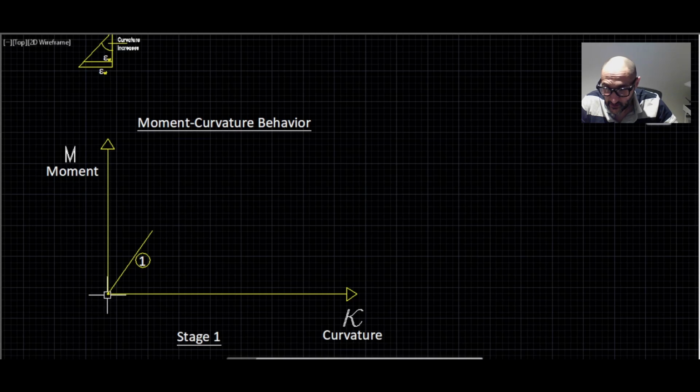There's no curvature at all, unless it's pre-stressed, but that's a different story. So here we start at zero moment and zero curvature. Now we move up to stage one. As I start to apply my load, the moment will increase, and the curvature will also increase, but everything is still in a linear elastic behavior. And the line is linear.